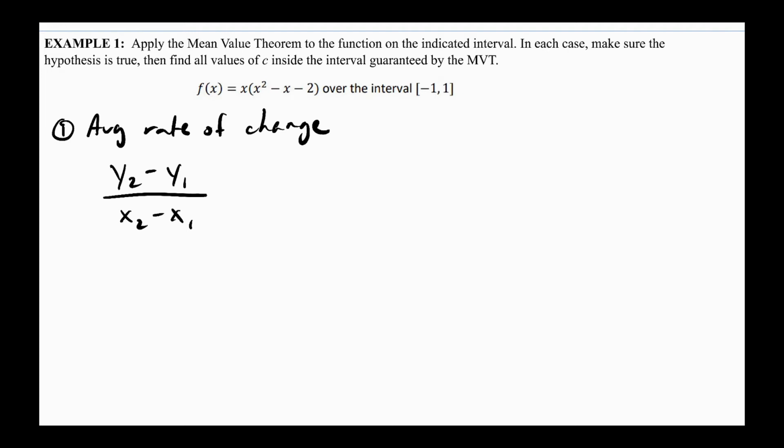Okay, so I need to find a Y1 and a Y2 first, and then I have to subtract them. How do I find Y1 and Y2? What does Y2 represent? What does Y1 represent? Or maybe it's easier to find the x's. Let's find the x's first. Do the x first, X2 and X1. What does X2 represent? What does X1 represent? Even easier than that, what do X1 and X2 represent?